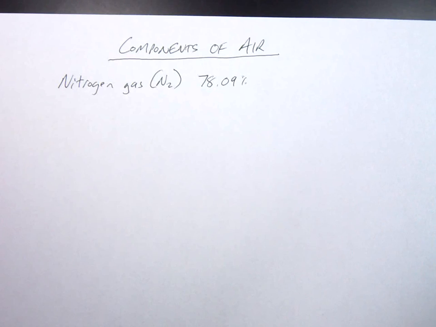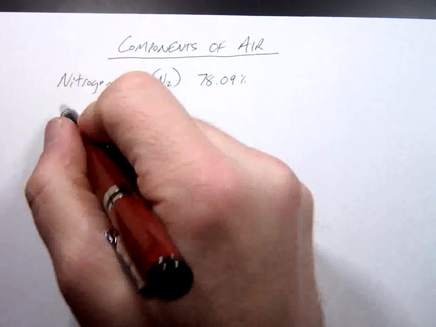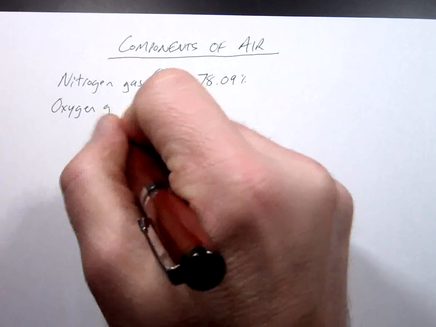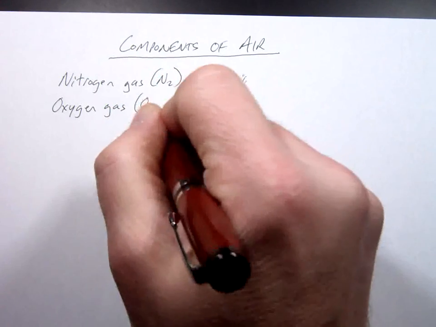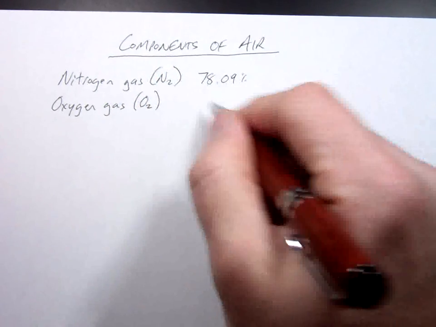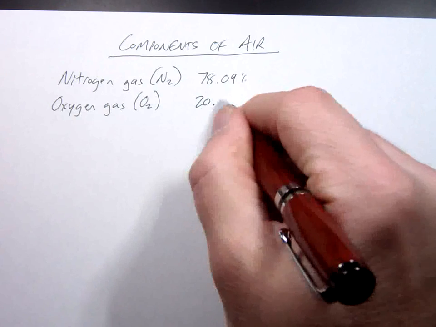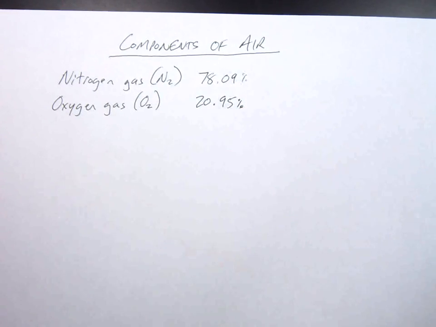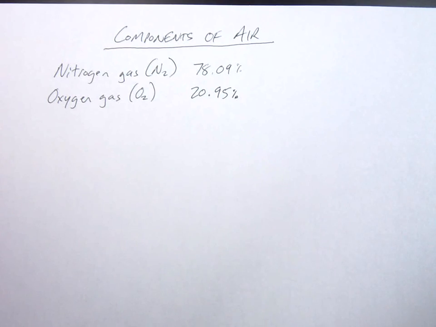Beyond that, the one we really do need is what? Oxygen. Oxygen gas, or O2, makes up 20.95% of the atmosphere. Now, there may be slight variations here and there. This is an average all over the Earth.